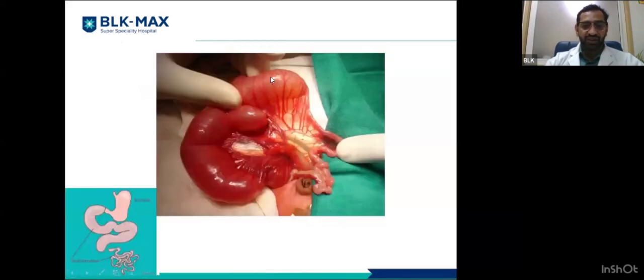So as you can see here, there's a hugely distended jejunum. That's the atresia, and there's a collapsed bowel seen beyond the atresia. So this child again required resection of the atretic segment and a resection anastomosis.